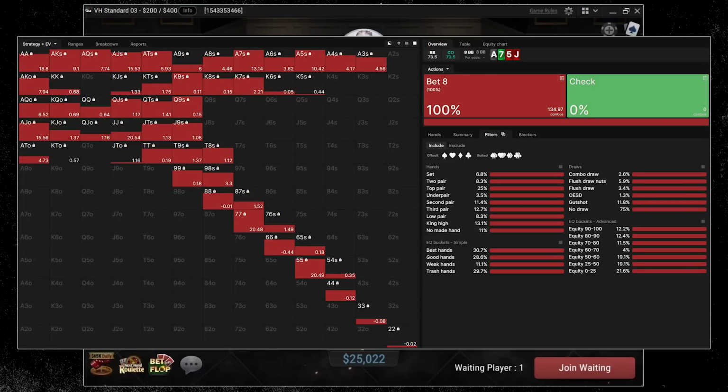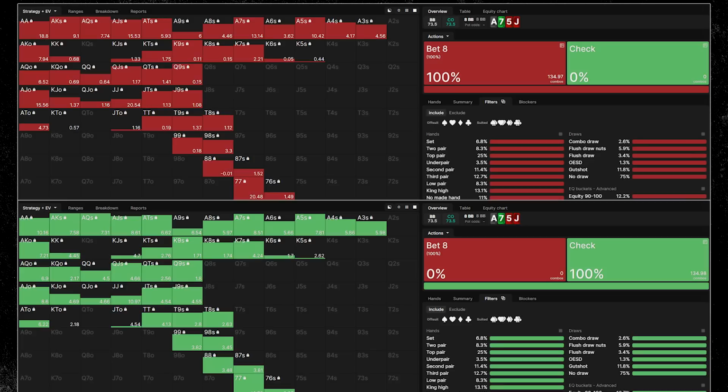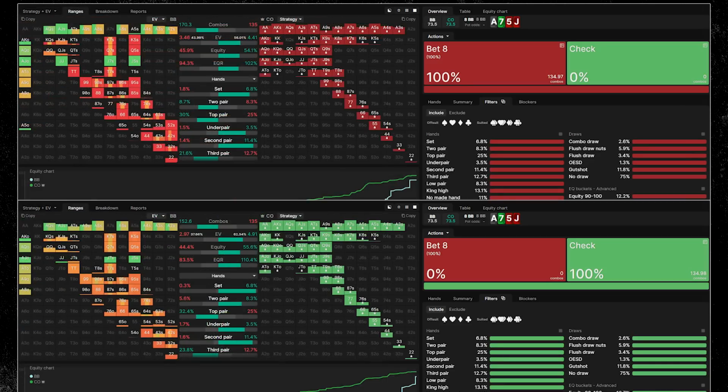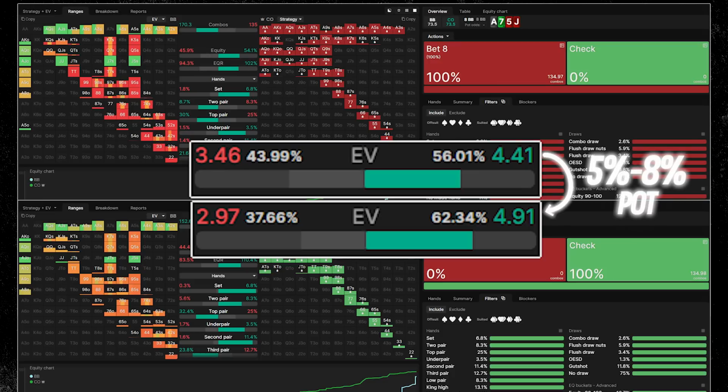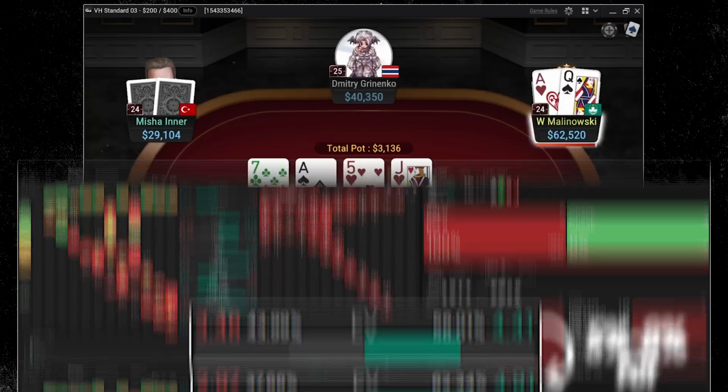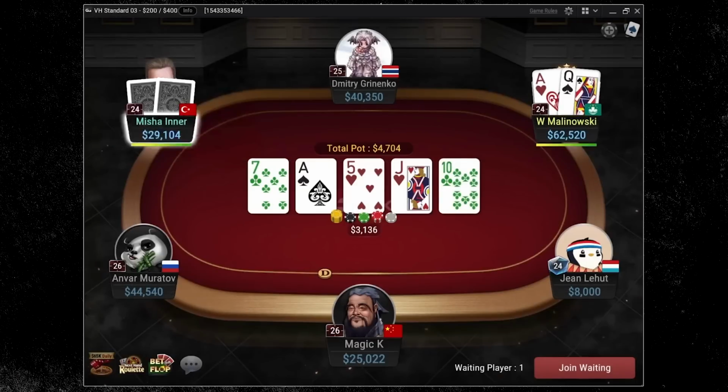Unfortunately on the turn, however, simplifying to range bets or checks doesn't give us similar EV to a mixed strategy. Both a range check as well as a range bet make for an EV difference of 5 to 8% of the pot, so we would have to do some mixing here. On the river, we face a bet. And here we see the limits of simplification.